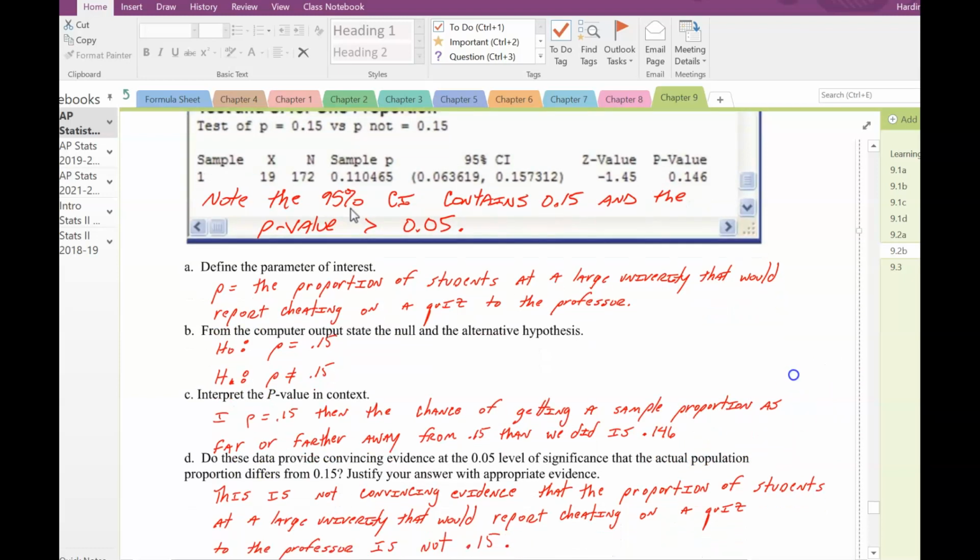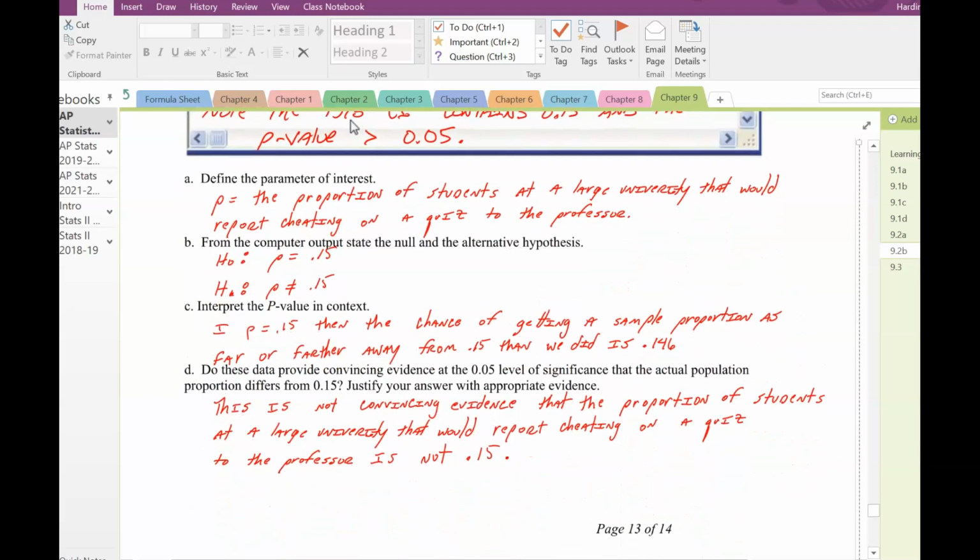So then in part D, do these data provide convincing evidence at the 0.05 level of significance that the actual population proportion differs from 0.15? So this is not convincing evidence. The p-value is larger than alpha. 0.146 is larger than 0.05. So we do not have convincing evidence that the proportion of students at a large university that would report cheating on a quiz is not 0.15. We would fail to reject the null hypothesis.